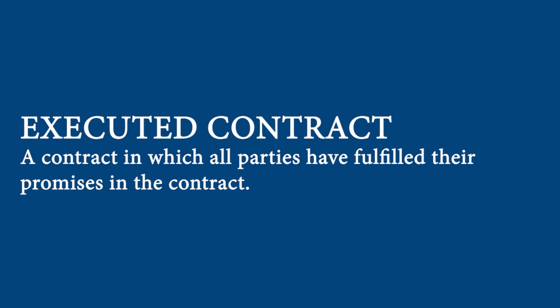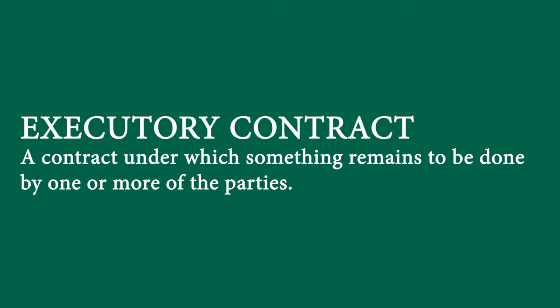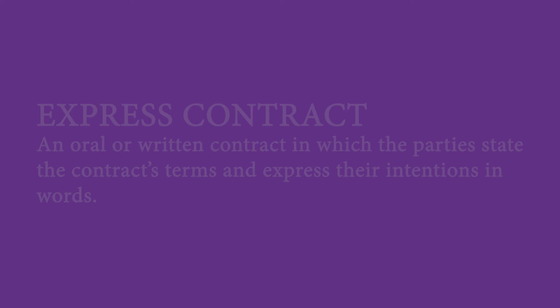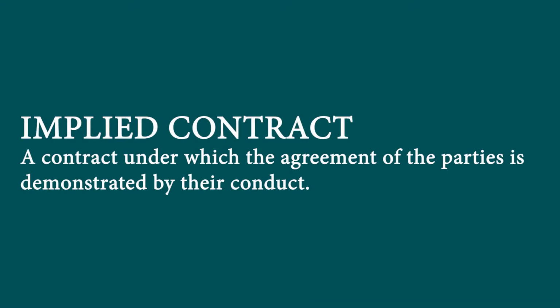Executed contract. A contract in which all parties have fulfilled their promises in the contract. Executory contract. A contract under which something remains to be done by one or more of the parties. Express contract. An oral or written contract in which the parties state the contract's terms and express their intentions in words. Implied contract. A contract under which the agreement of the parties is demonstrated by their conduct.